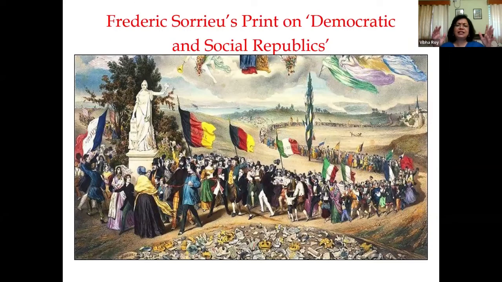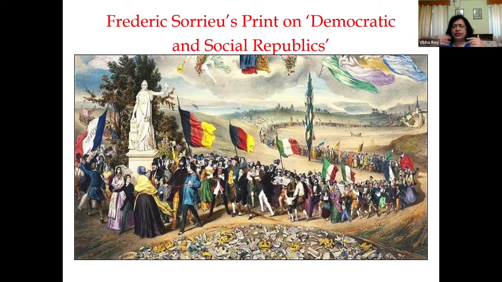Now the chapter starts with this beautiful painting made by Frédéric Sorrieu, print on democratic and social republics. Now, when you show this picture to the children, first, let them say what they can see in the picture.